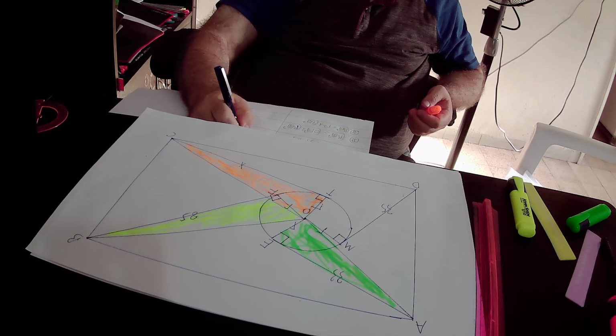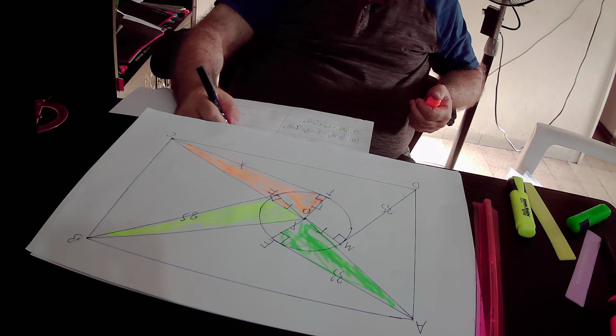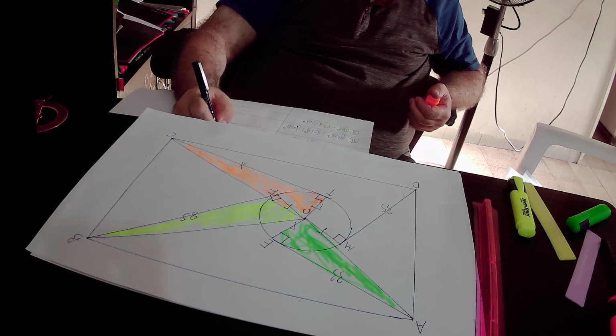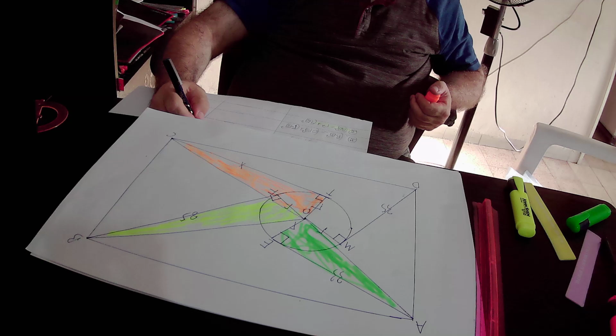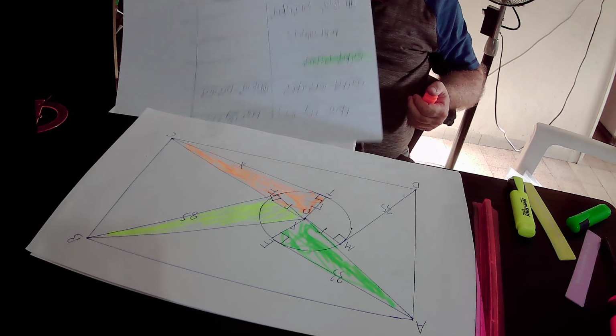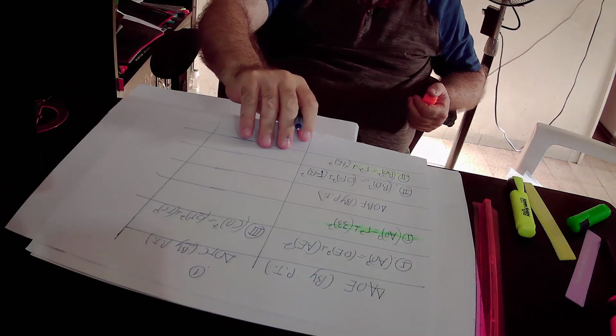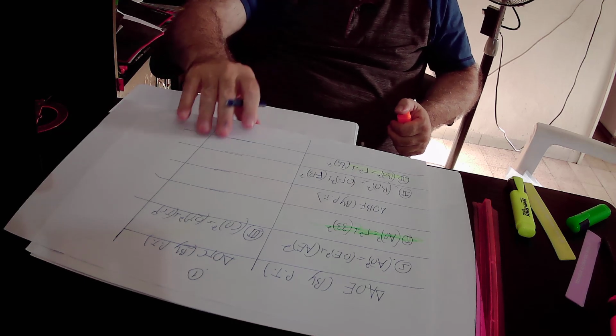According to the Pythagoras theorem, in the right orange triangle OTC, CO square equals OT square plus TC square. Repeat again. In the right orange triangle OTC, according to the Pythagoras theorem, CO square equals OT square plus TC square.